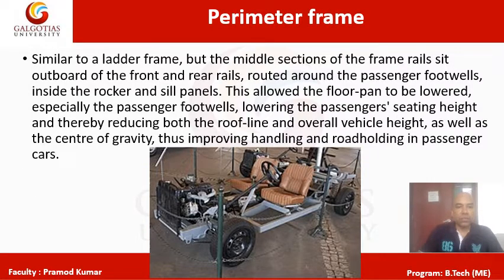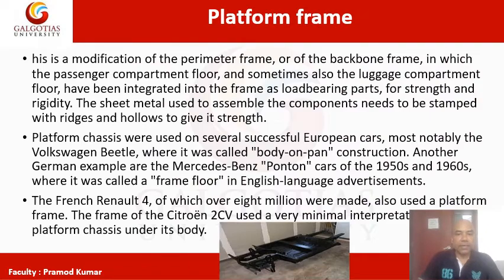So these are the perimeter frames, similar to the ladder frame, but the middle section of the frame rails sits wider than the front and rear rails. The platform frame is a modification of the perimeter frame or backbone frame, in which the passenger compartment, roof, floors, and sometimes also the luggage compartment floors have been integrated into the frame as load-bearing parts.